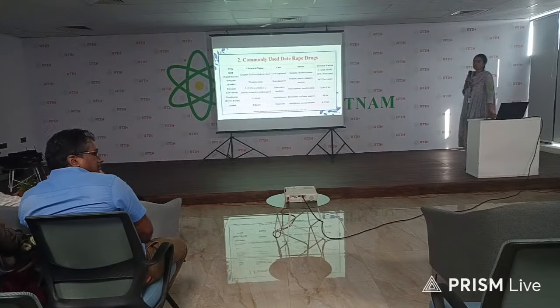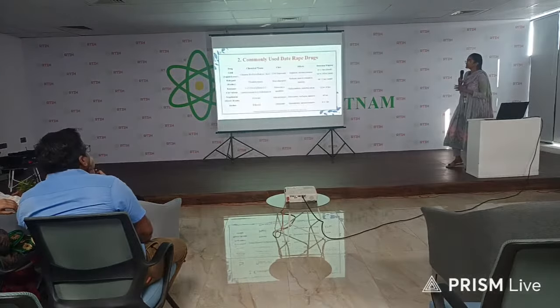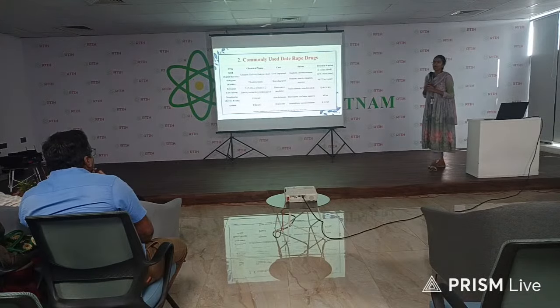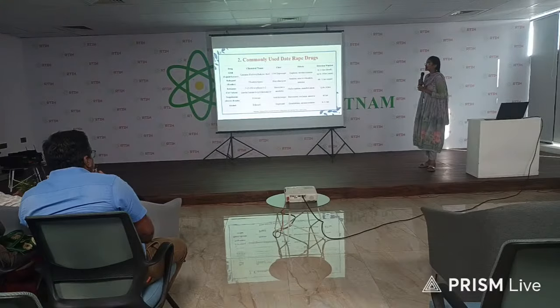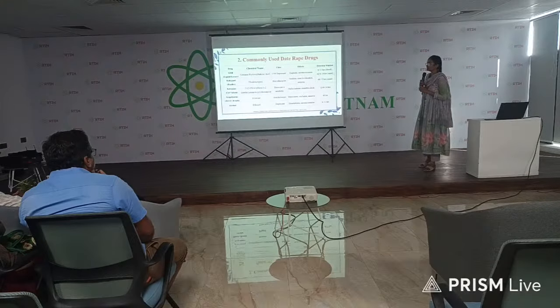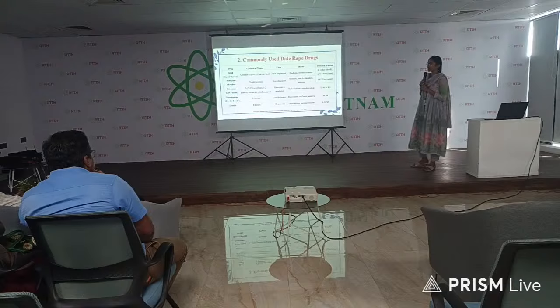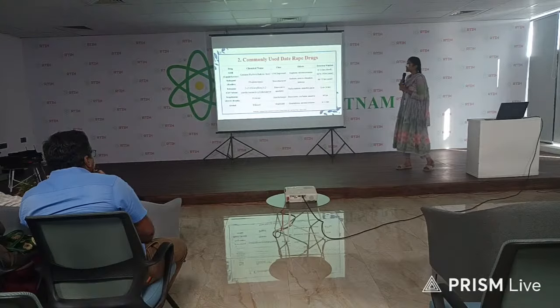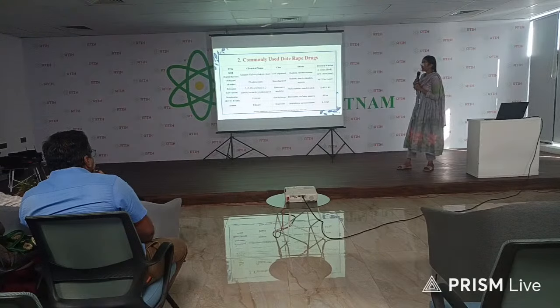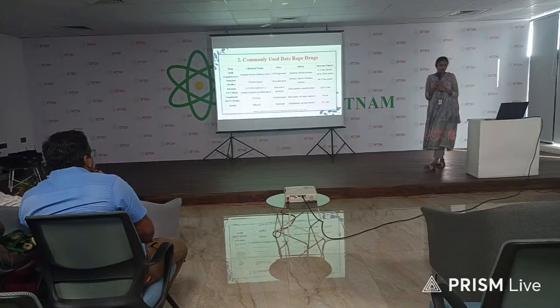And these are the most commonly used date-rape drugs. The first one is GHB, that is gamma-hydroxybutyric acid. This is commonly known as liquid ecstasy. Then the next one is Rohypnol. This is commonly known as the roofie. And then ketamine, commonly known as cat Valium. And then scopolamine, commonly known as the devil's breath, and alcohol.